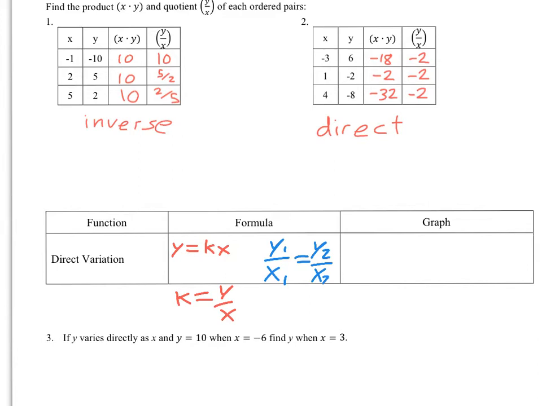The graph of a direct variation will either look like, so those are my axes, the graph will either look like this, or if there are negative x coordinates going with positive y coordinates, or vice versa, then the graph will look like that. So a straight line through the origin is a direct variation.